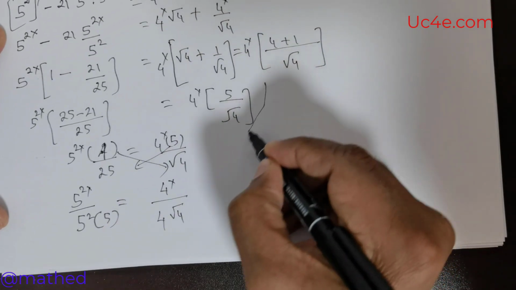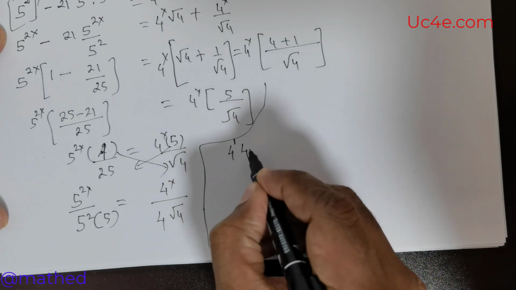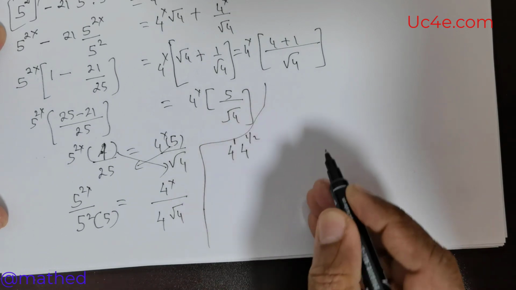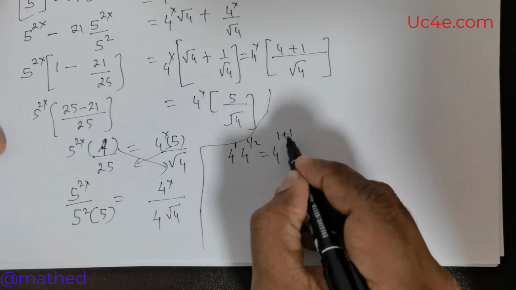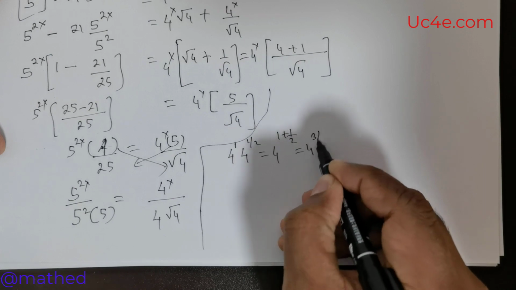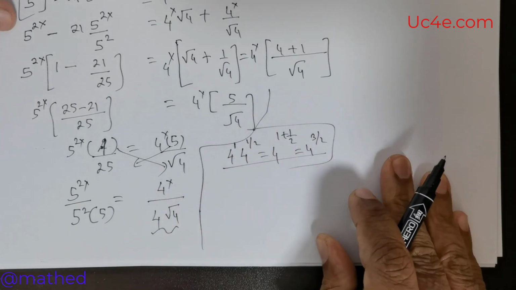Now this is, let me show the working over here. Now this is 4 raised to the power of 1 times 4 raised to the power of 1/2, which can be rewritten as 4 raised to the power of 1 plus 1/2, which is nothing but 4 raised to the power of 3/2. That is the value that we get here.